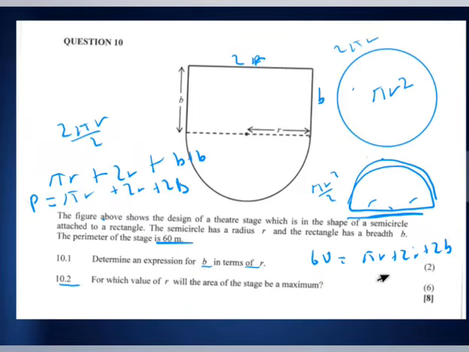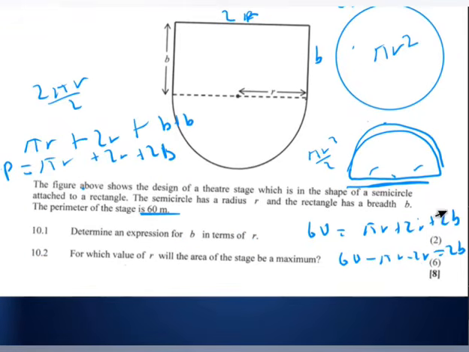Okay, so I'm just going to show you something. So let's first of all take everything to one side of the equation. So we're going to have minus pi r minus 2r, then this is going to be equal to 2b. So we're going to divide everything by 2 in order to make b the subject of the formula. So therefore this is going to be 30 minus pi r over 2, then this is going to be minus r. So this equals b. So therefore we've got our answer of b in terms of r. So b is equal to 30 minus pi r over 2 minus r.